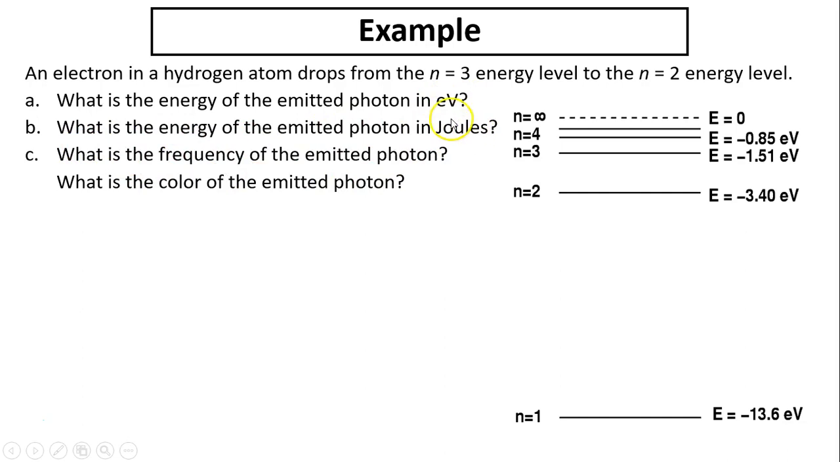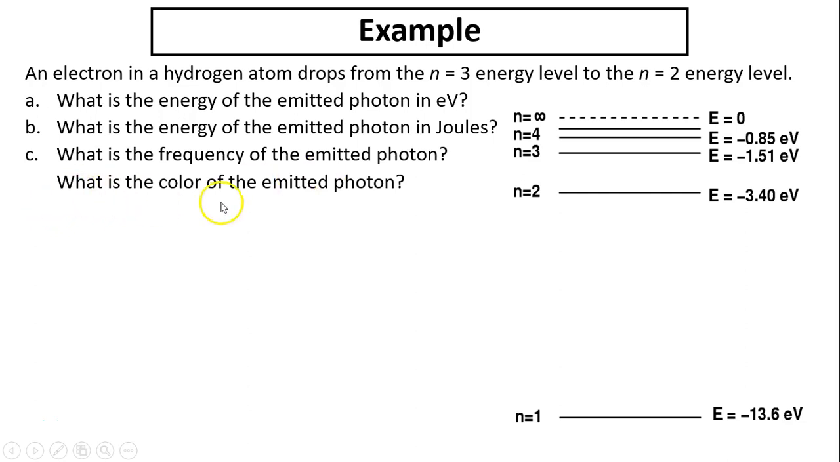What is the energy in joules? To convert electron volts to joules, you multiply by 1.6 times 10 to the negative 19. So you get a number. Then what is the frequency? To find the frequency, you have to use E equals h times f. The E has to be in joules in that equation. So you find its frequency.